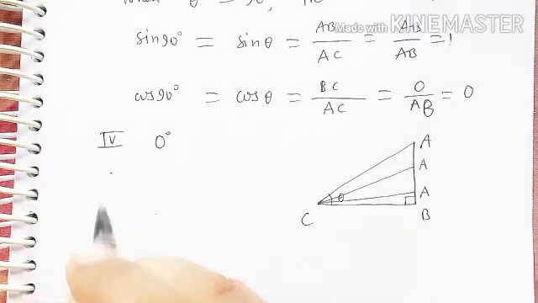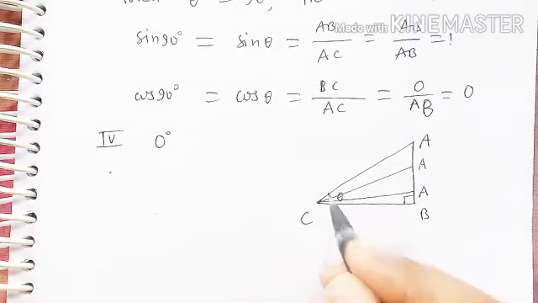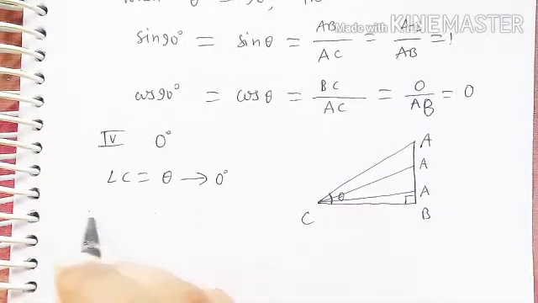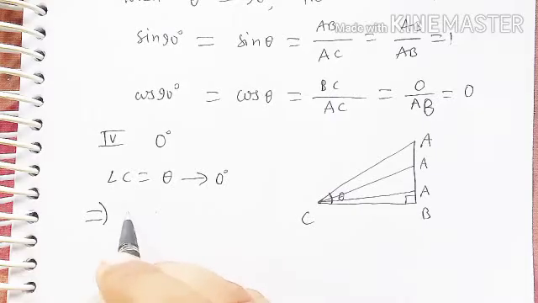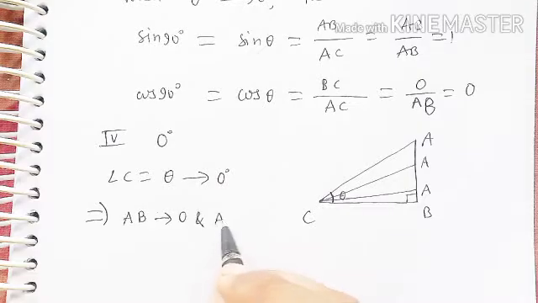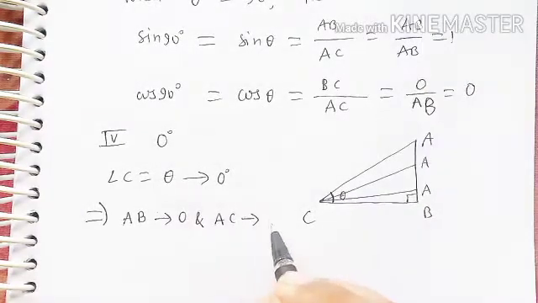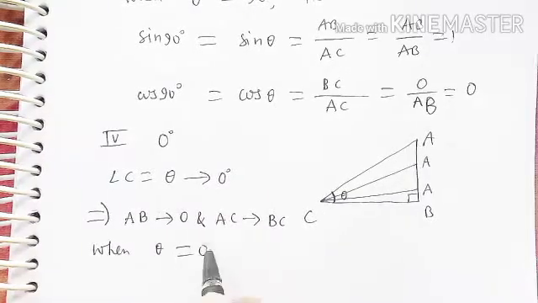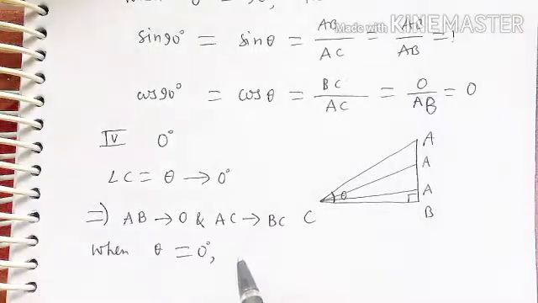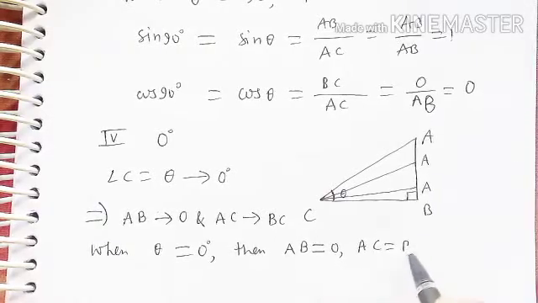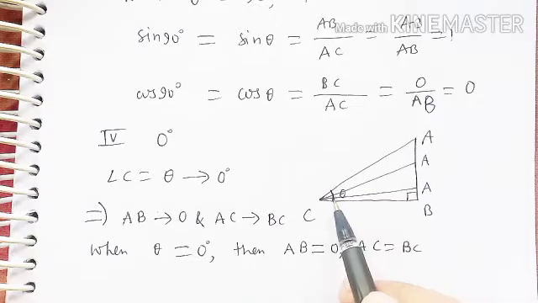Now theta tends to 0, this is our theta, angle C is equal to theta which tends to 0 degree. Then you can see AB tends to 0 and AC tends to become equal to BC. When theta becomes equal to 0 degree, then AB is equal to 0 and AC is equal to BC.